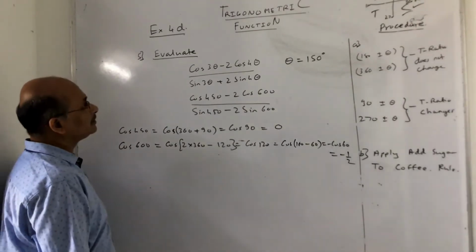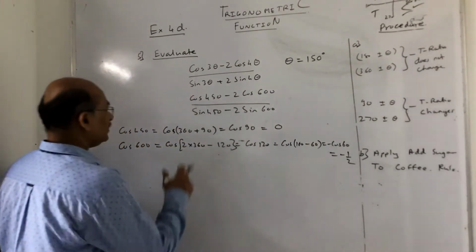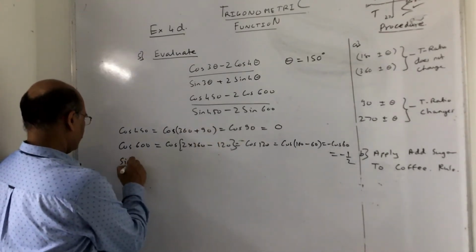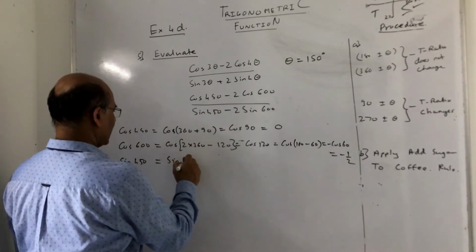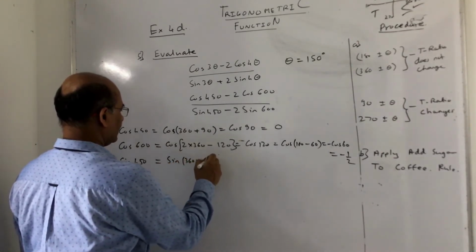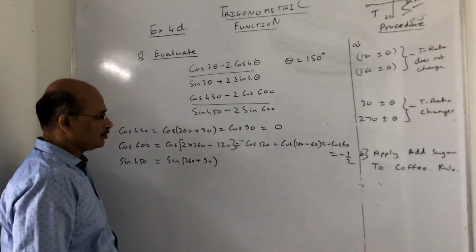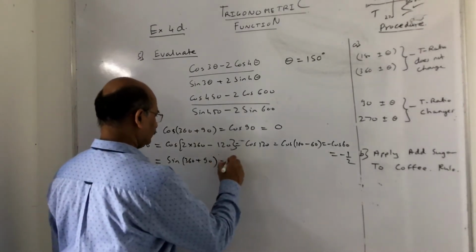Now next is sine 450. Sine 450 is nothing but sine of 360 plus 90, first quadrant. So sine 90 is nothing but 1.